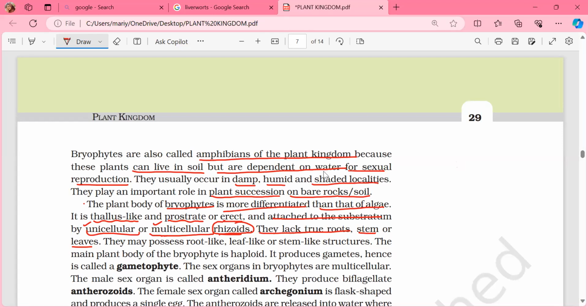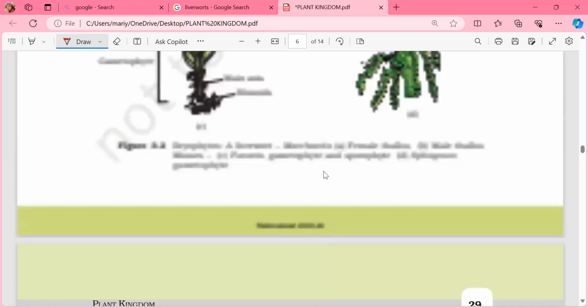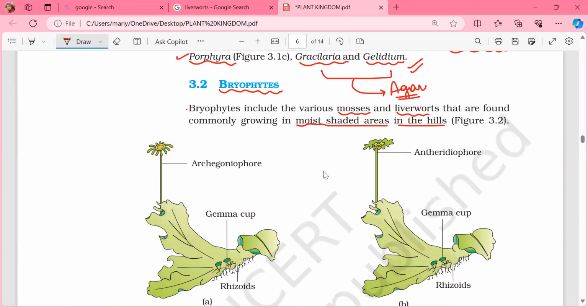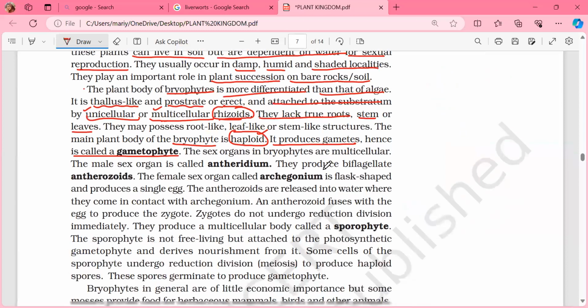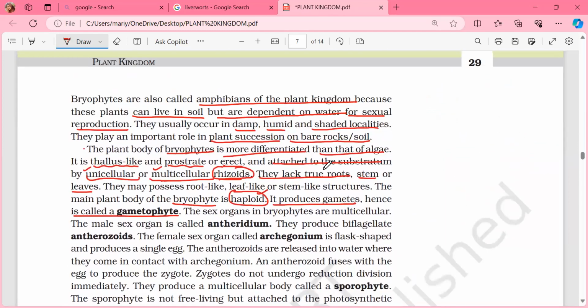Now, another thing to know which is very unique about them is that the plant body of the bryophyte is haploid in nature, meaning it has only one set of chromosomes. The plant body of the bryophyte is haploid. It produces gametes, hence it is known as gametophyte. So the plant body of the bryophyte, for example, if this was the plant body, they would be haploid and they would produce gametes. So since they are gamete producing body, we will call them gametophyte.